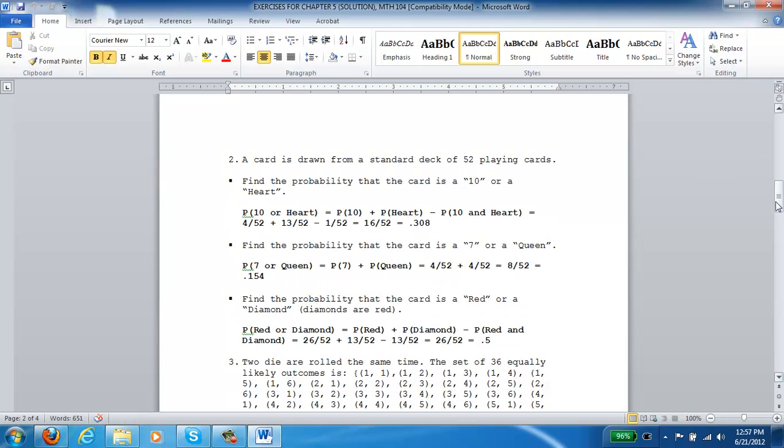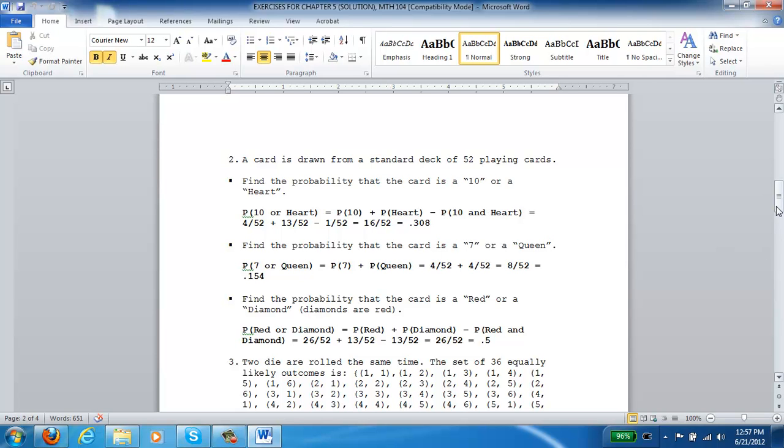Problem number 2, which is related with cards. What is the probability that the card is a 10 or a heart? We have 4 tens and we have 13 hearts. But we have a 10 heart, and then we have another heart 10, so we count it twice. So we have to subtract it once. So the probability will be 4 over 52 for the 10 plus 13 over 52 for the heart minus 1 over 52 for the 10 heart. So this is the answer, 16 over 52 or 0.308.